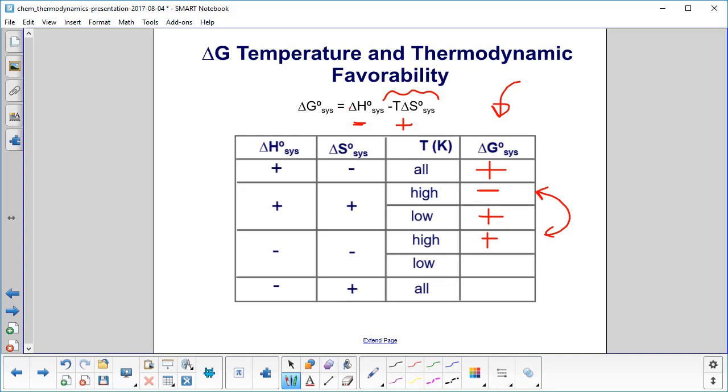So we have a negative delta H. This is positive for the T delta S. If we have a small T, the negative is going to overwhelm the entropy term. So this will in fact be negative like we guessed.